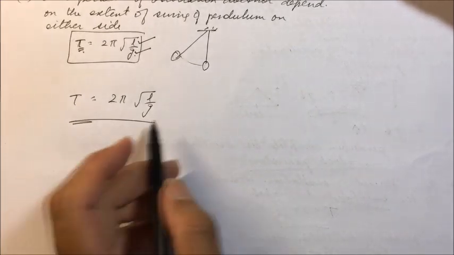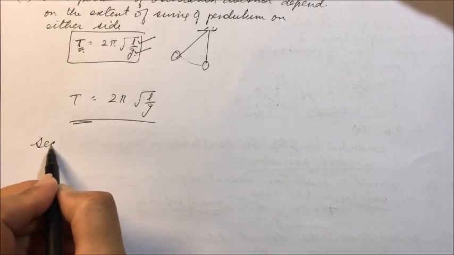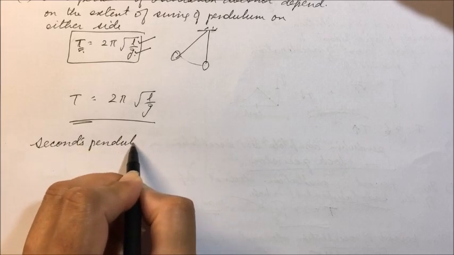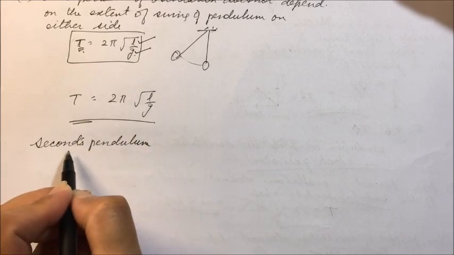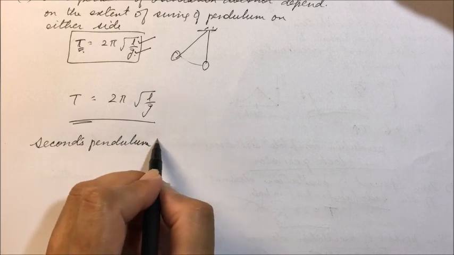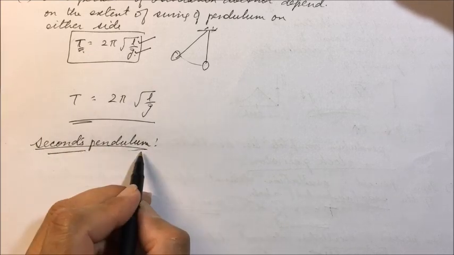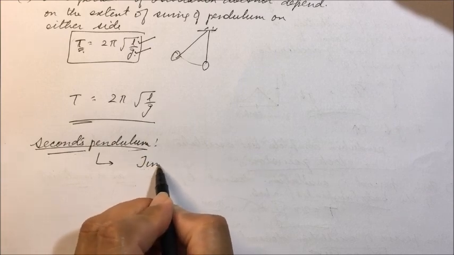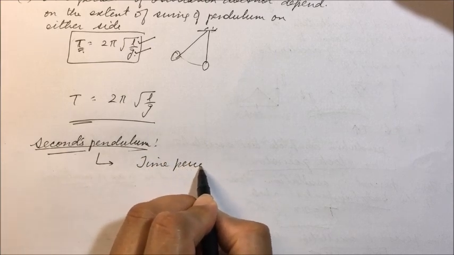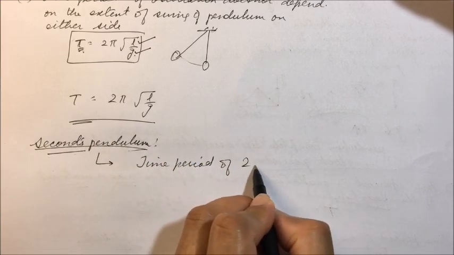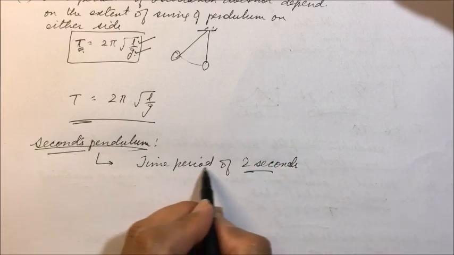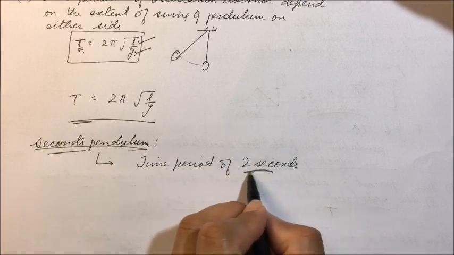At last we will discuss the seconds pendulum. A seconds pendulum is a special type of pendulum which has a time period of 2 seconds.